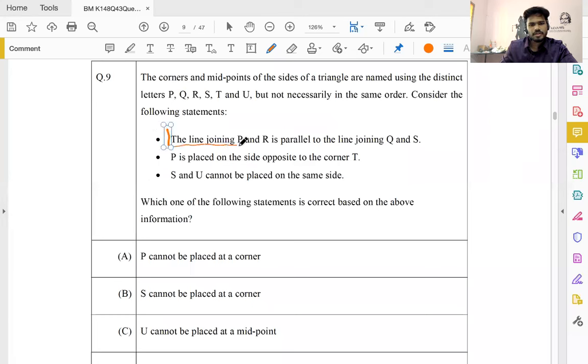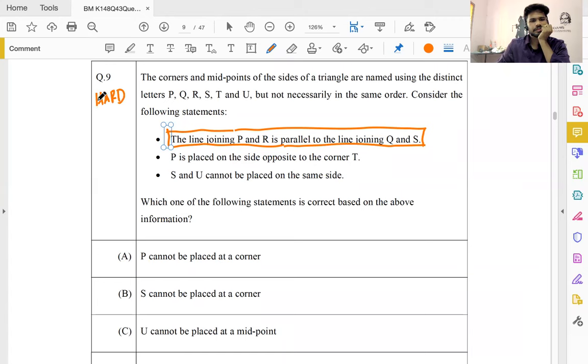Anyone managed to get this question correct in the exam? Anyone here? Okay, this is hard.